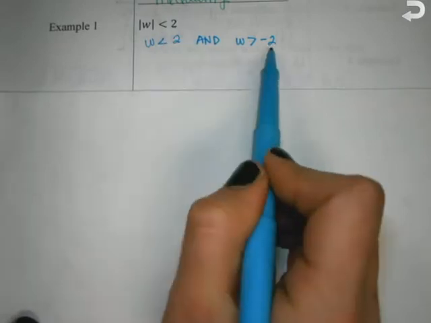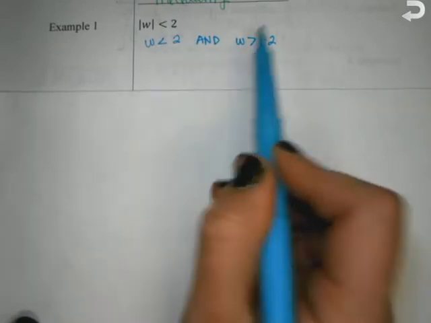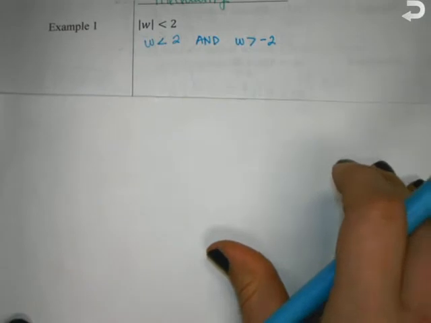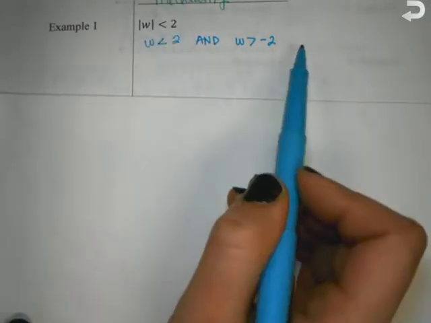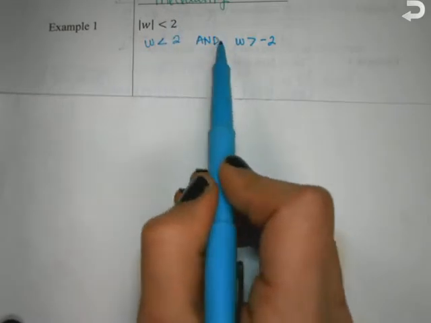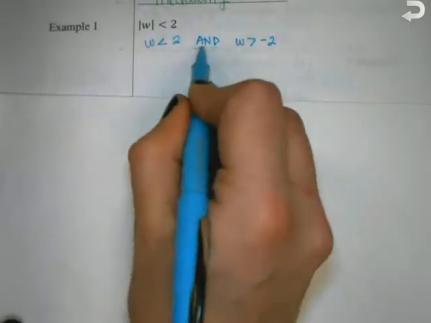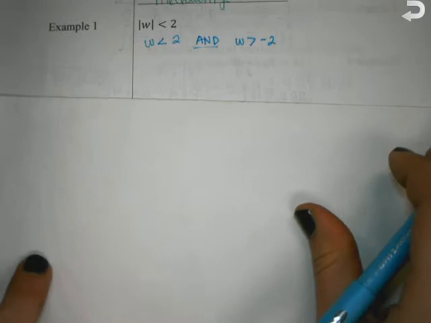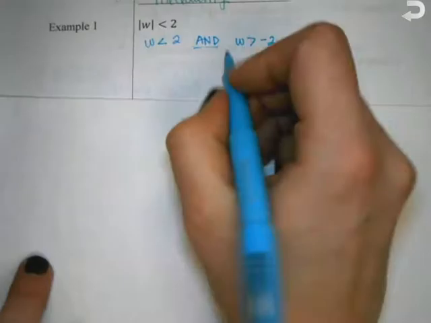Am I solved for W in both of these? Yes, so this is my answer. But because the word is "and," I can write them together. So how would I write this? We're going to put W in the middle. Now W is less than 2, right? So the alligator is going to be eating 2.